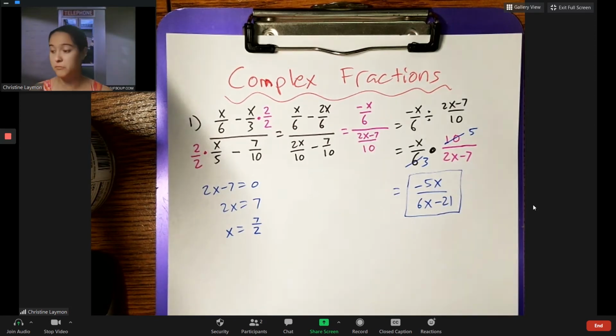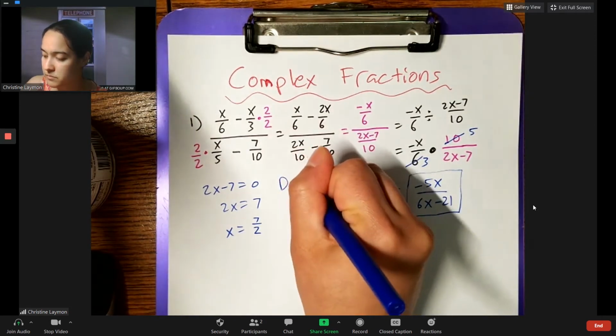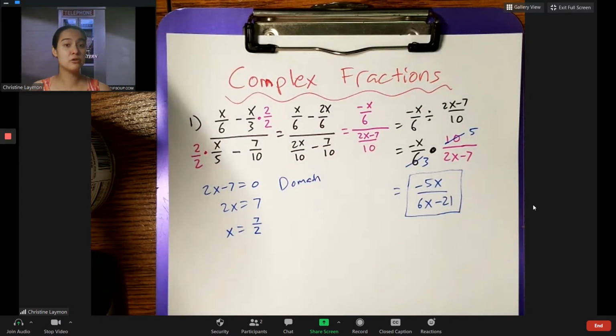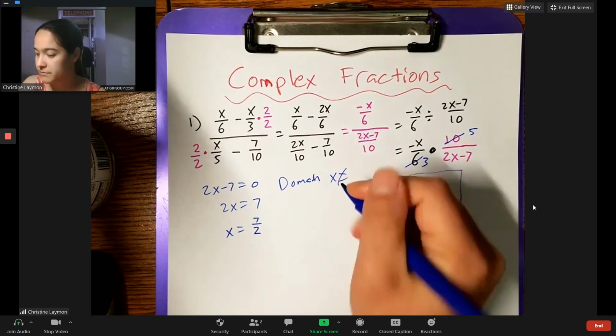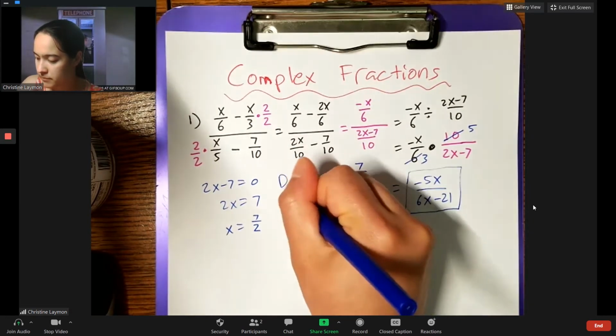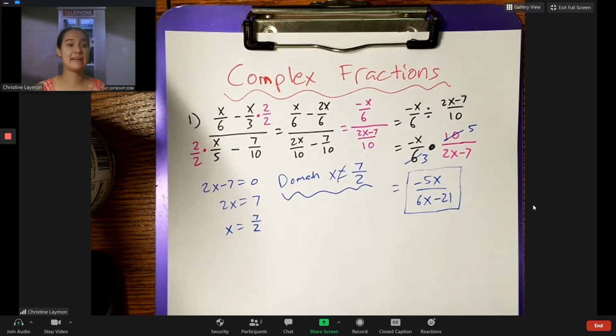So in terms of my domain, the only value I can't have is 7 halves. Because again, I can't have a denominator go to 0.